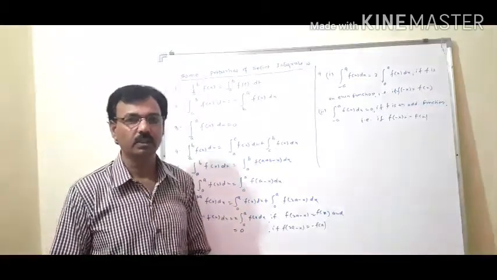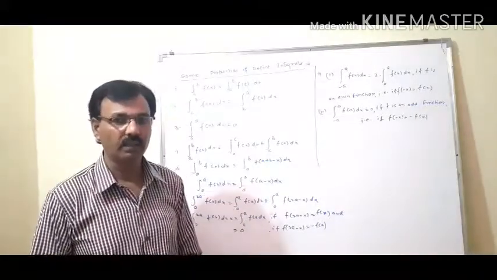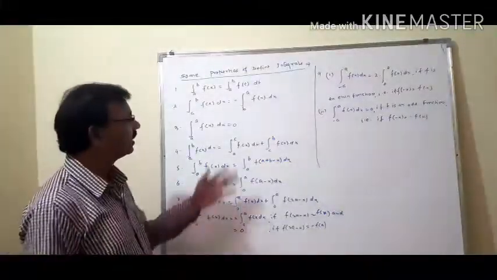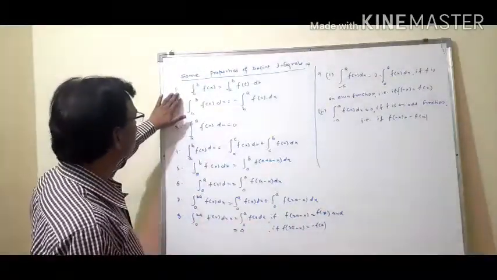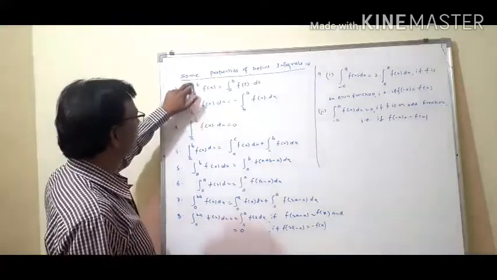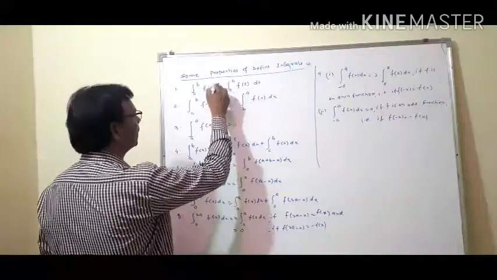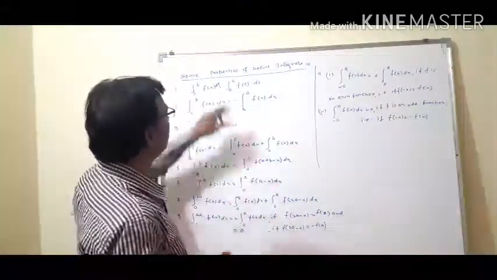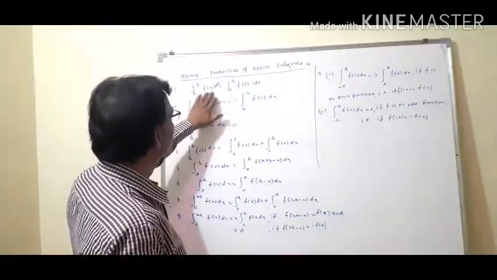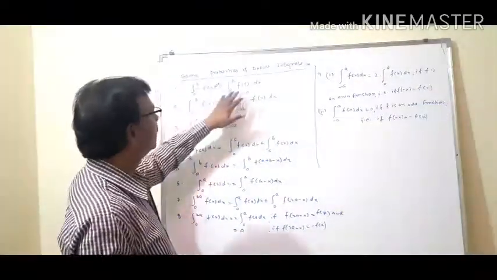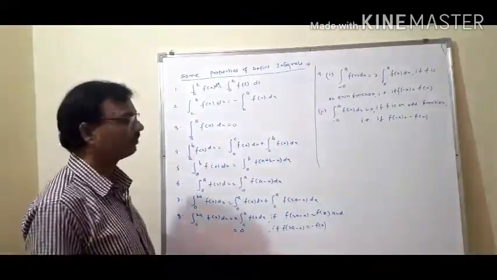Hello students, in this video we will discuss some properties of definite integration. Here are some properties I have written on the board. The first property is the integration from a to b of f of x dx, which will be equal to the integration from a to b of f of t dt. That means we can change f of x into f of t, where f of x and f of t both are related to the same family.